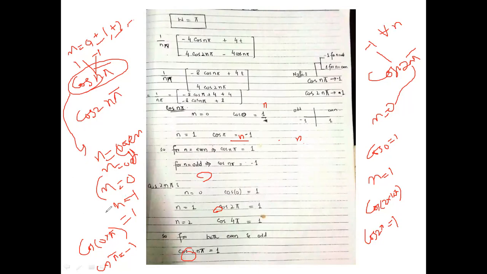But this is not the case for cos n pi. For cos n pi, it is equal to 1 for even n, and cos n pi is equal to minus 1 for odd n.